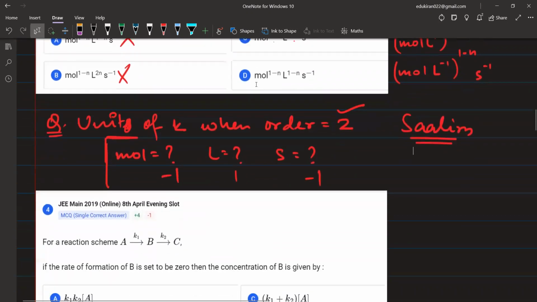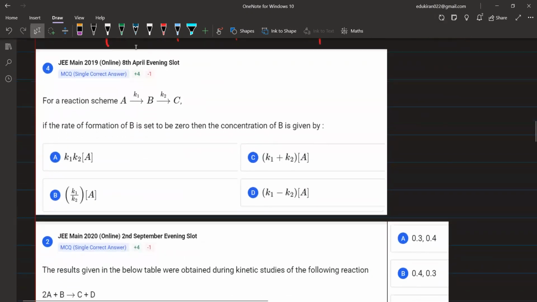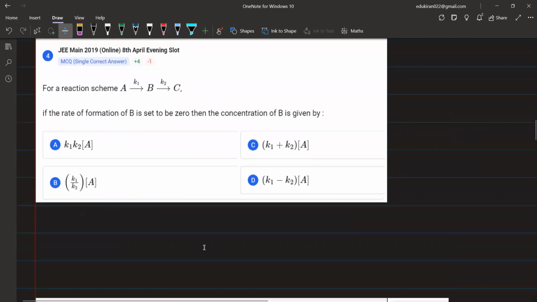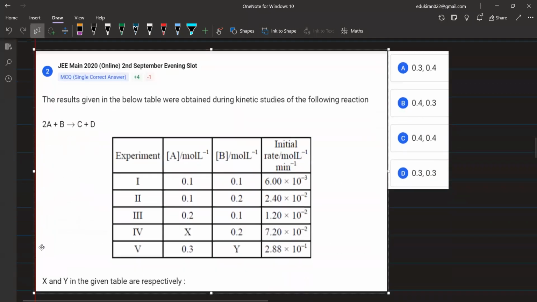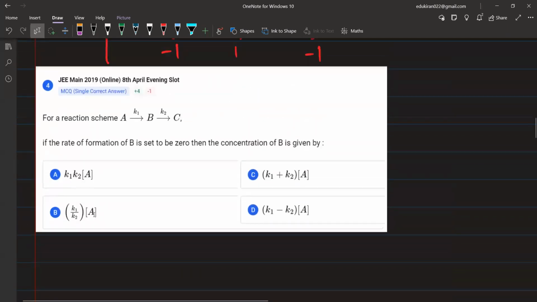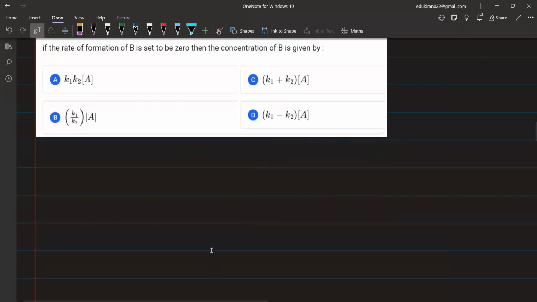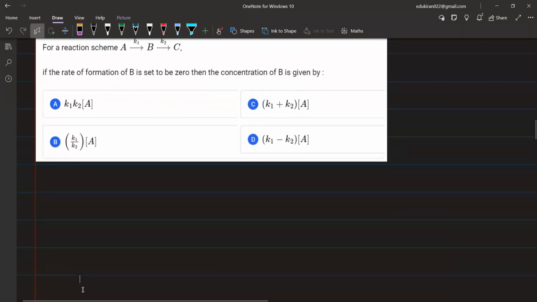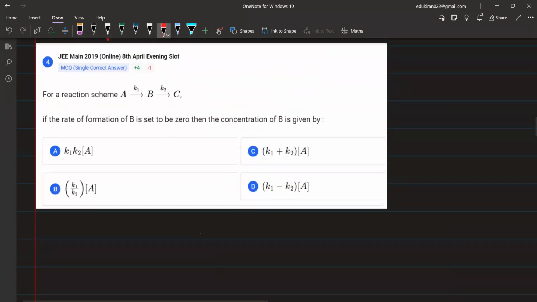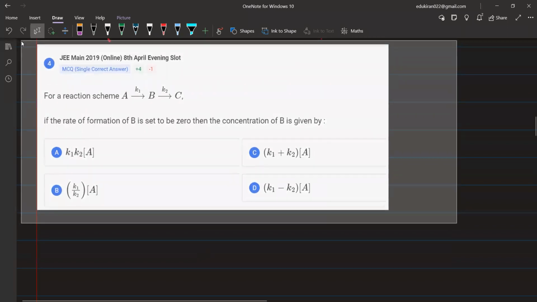So let us look at this question. This is a bit new for you guys. For a reaction scheme, A is giving B and B is giving me C. Let me get some more space. A is giving me B, B is giving me C. The rate constant for the first reaction is K1. The rate constant for the second reaction is K2.